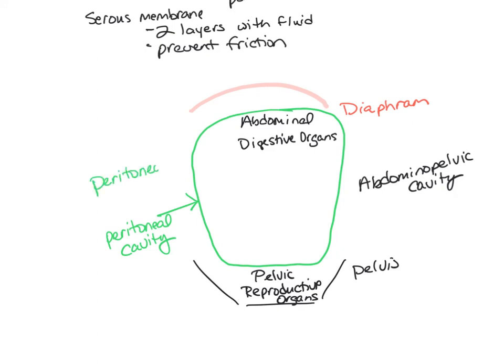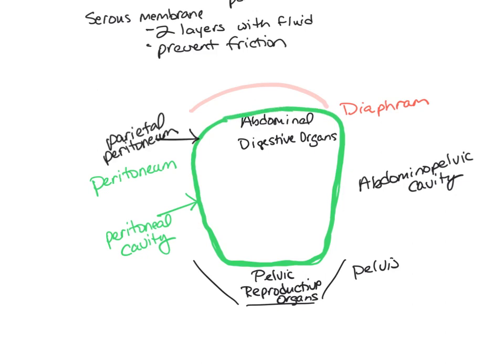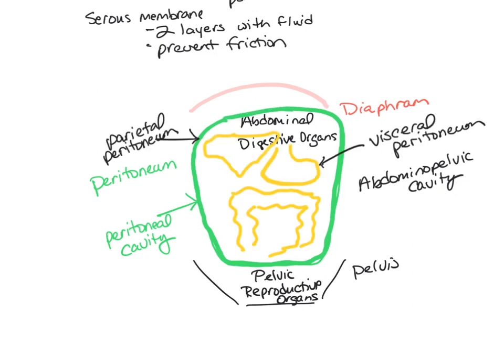The peritoneum also has an inner layer called the visceral layer and an outer layer called the parietal layer. The parietal peritoneum lines the inner surface of the body wall. So it's basically lining the body wall of the abdominopelvic cavity. The visceral peritoneum covers each of the enclosed organs within the peritoneal cavity.